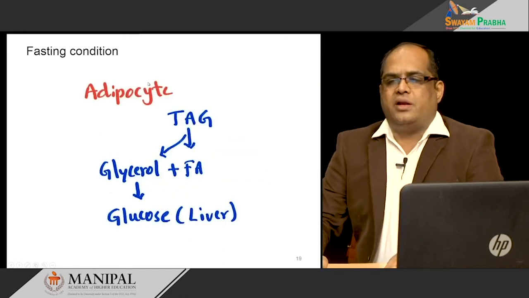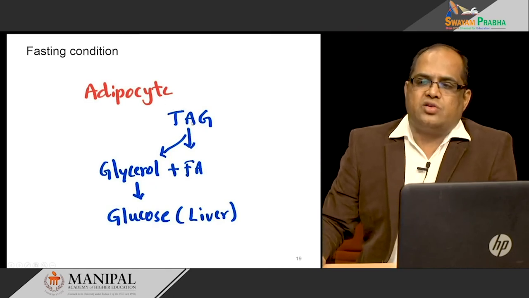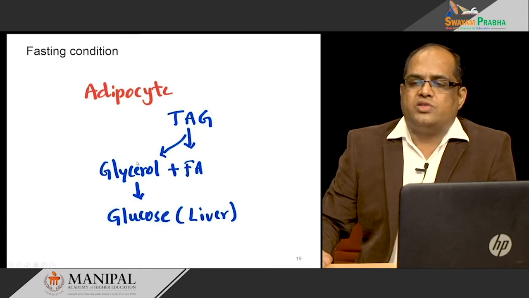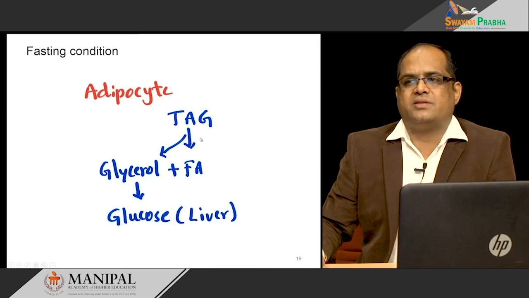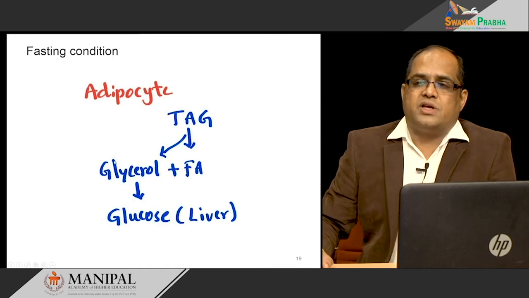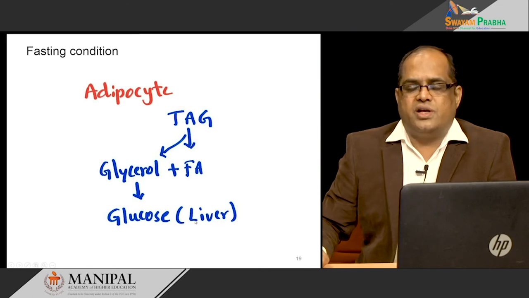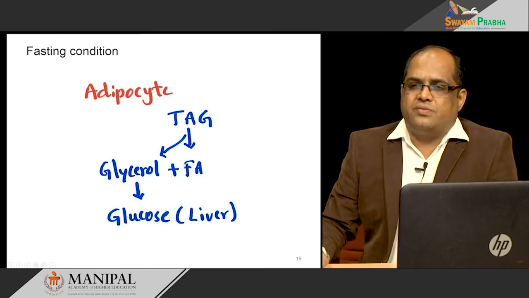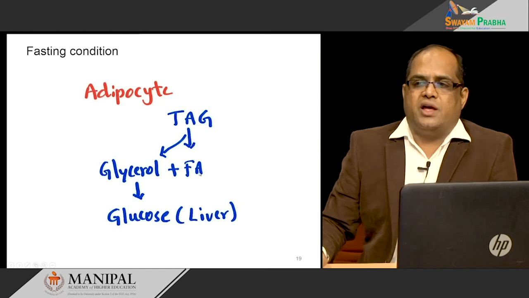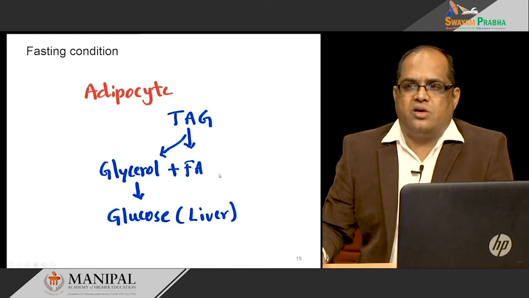And what is happening in adipocytes is that the stored energy form, triacylglycerol, is broken down into glycerol and fatty acids. This is called lipolysis, and then this glycerol can be used as one of the substrates for gluconeogenesis in the liver. So, glycerol goes to the liver and enters the gluconeogenetic pathway to form glucose, whereas free fatty acids are released and they are taken up by the liver and undergo beta oxidation to produce acetyl-CoA.